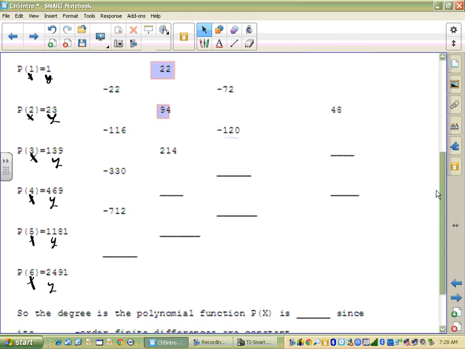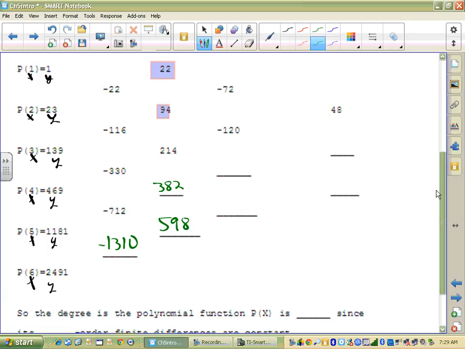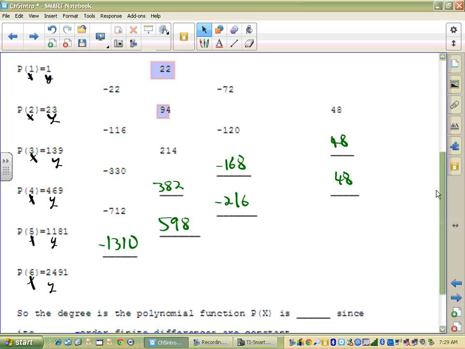So let me go ahead and just fill in the remainder of this table here. At the bottom of this first order differences, we should add negative 1310. Underneath the 214, we're going to get 382. And then underneath the 382, we're going to get 598. Underneath the negative 120, we get negative 168. Underneath the negative 168, we get negative 216. Underneath the 48, we get 48. And underneath the 48, we get 48. So that's what you should have had in the rest of each of those tables.